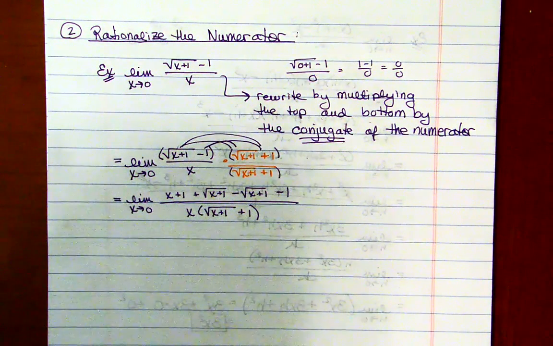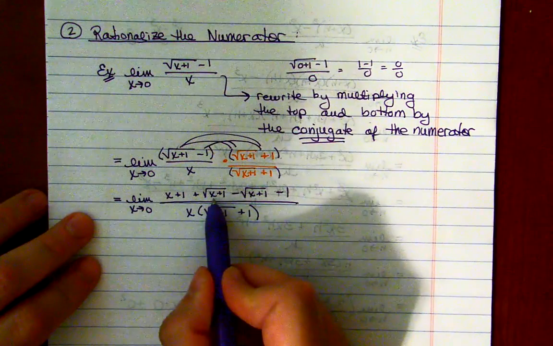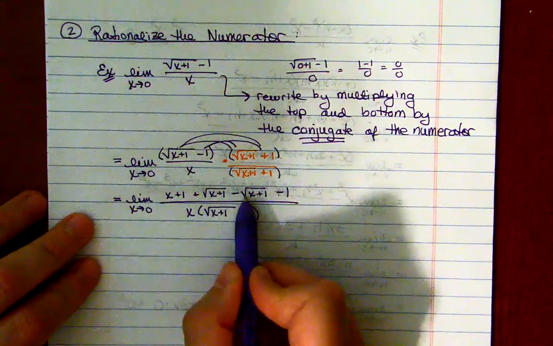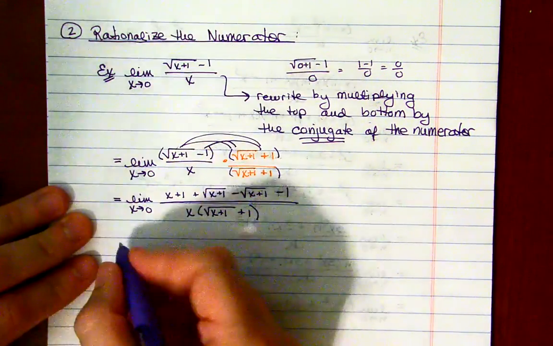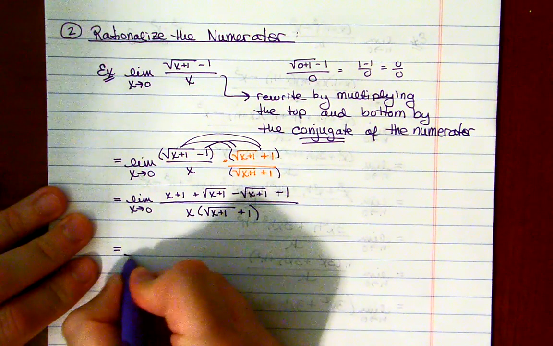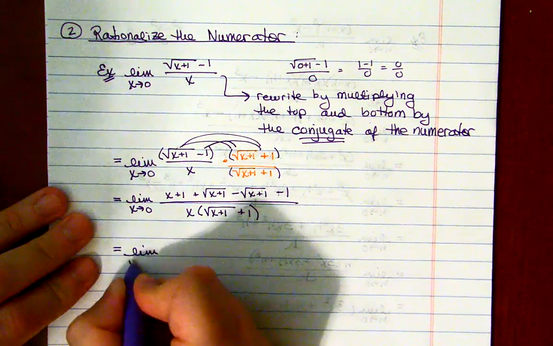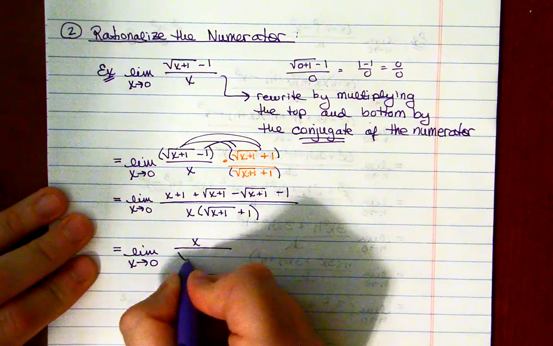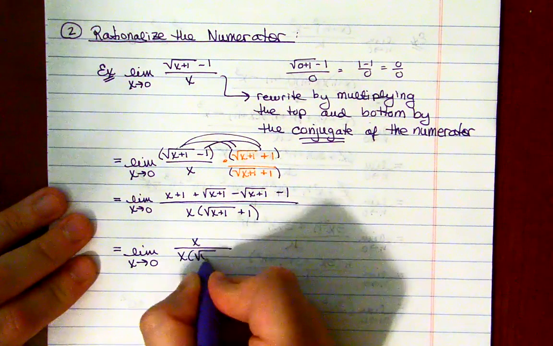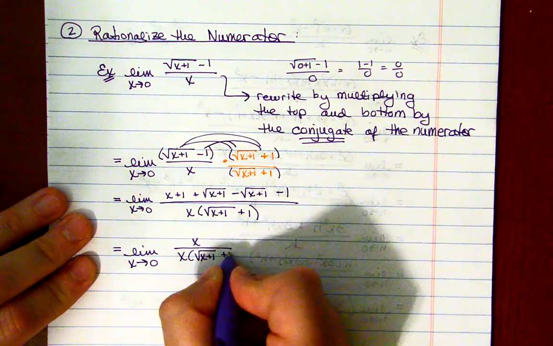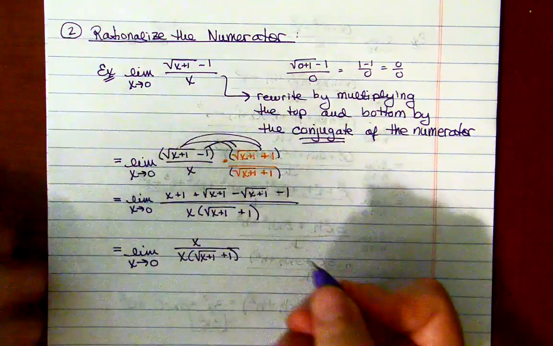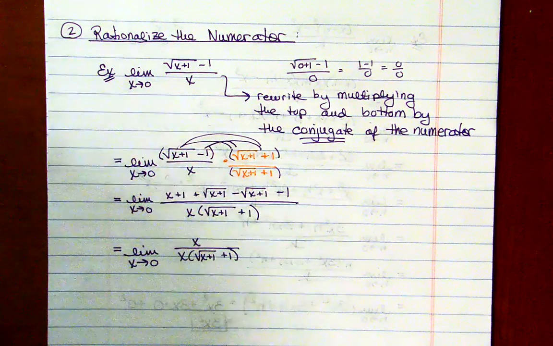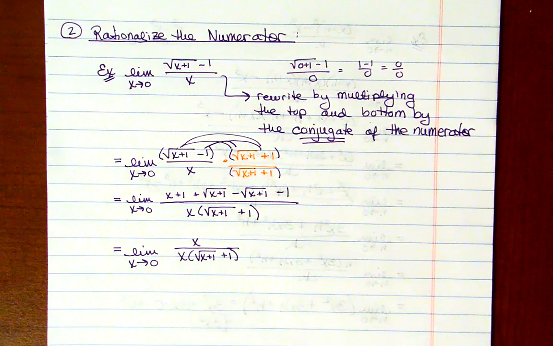Well, I have some simplifying I can do up top, and actually this is pretty nice. Those two square root pieces, those are going to cancel, and the 1 and the minus 1, those are going to cancel as well. So I'm going to get the limit as x approaches 0 of x over x times the square root of x plus 1 plus 1. What do you think we should do next?